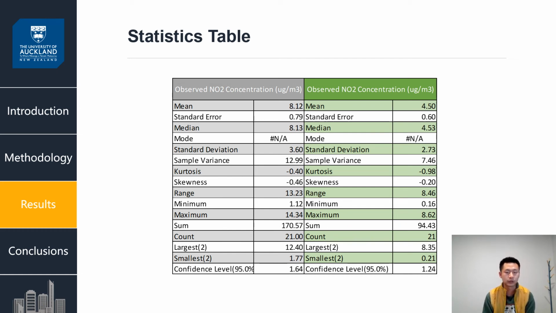The total NO2 concentration over the 3 weeks before opening is 170.57, and after opening, the 3 weeks total is 94.43.